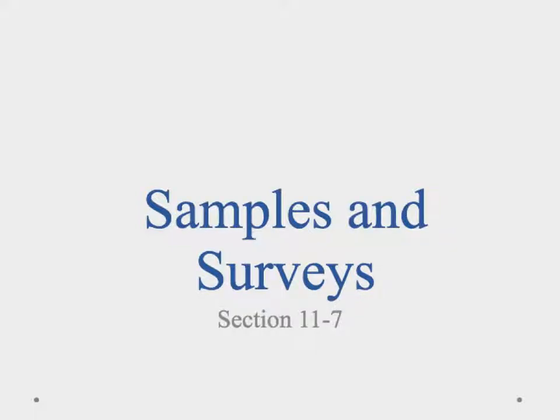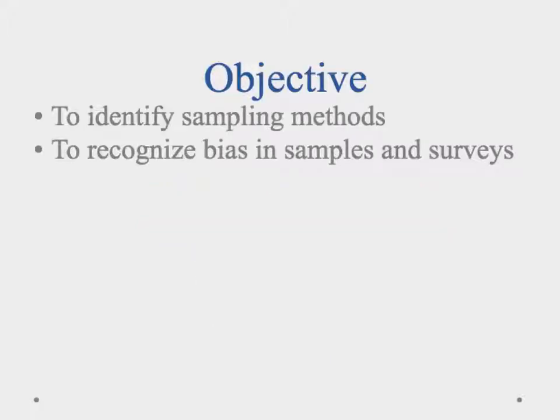Hey class, in today's lesson we're going to talk about samples and surveys, which is found in section 11-7 of your book. Our objective is to identify sampling methods and to recognize bias in samples and surveys.